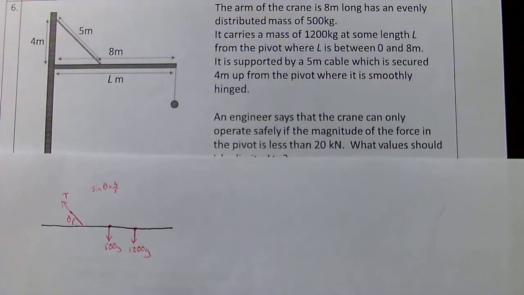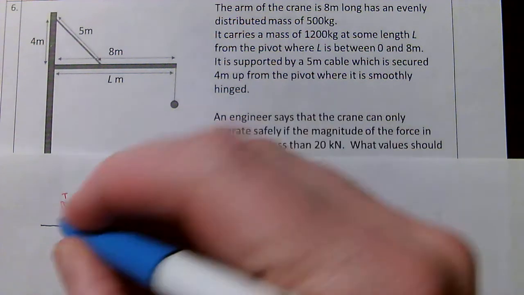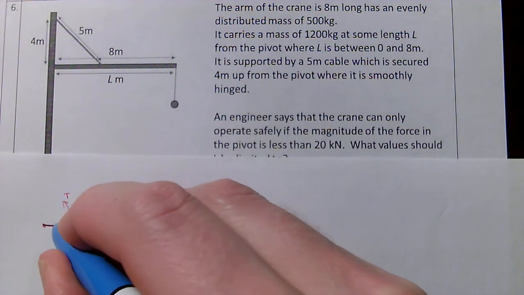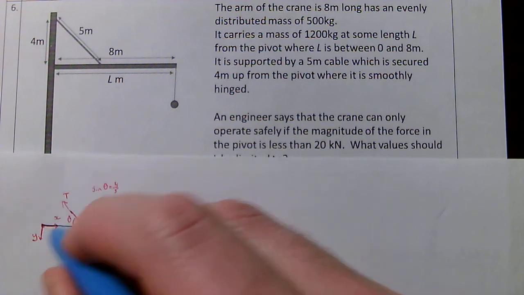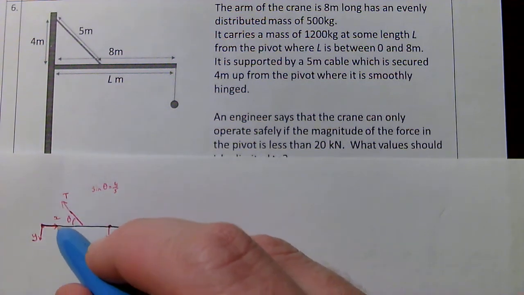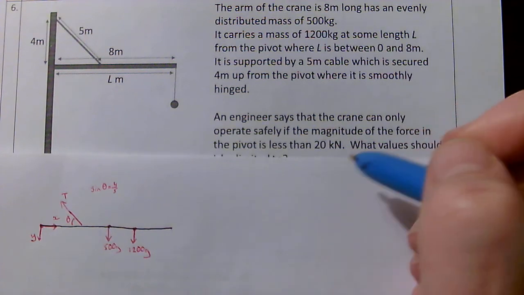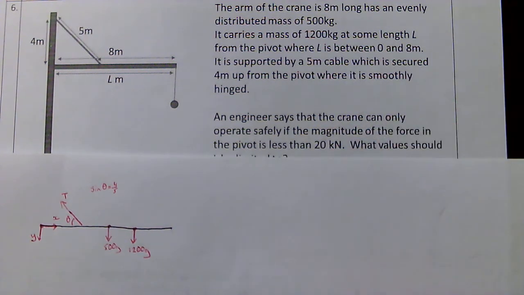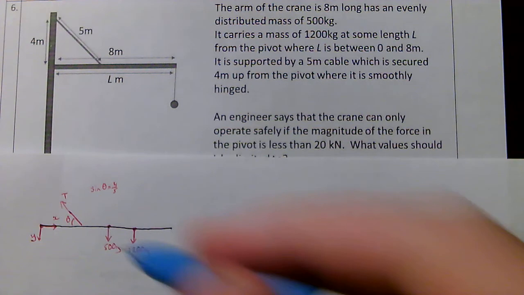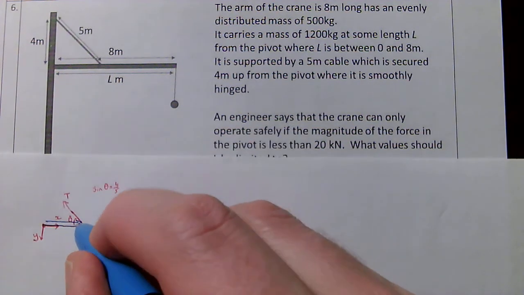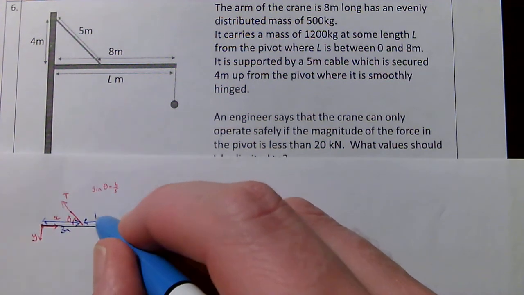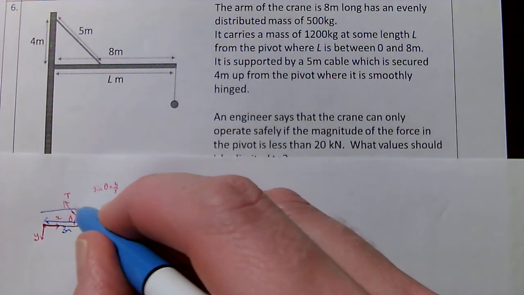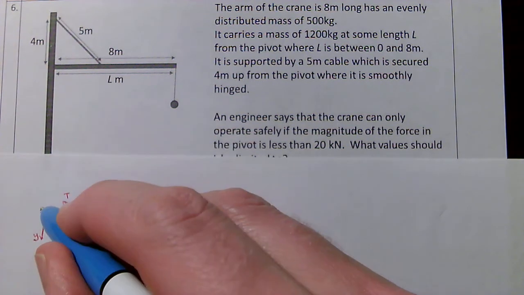Okay, so looking at my forces, I've got my force X and my force Y, and we know that the overall magnitude, so the square root of x squared plus y squared, must be less than 20 kilonewtons, and we're trying to find out what values the length can take. So let's just put our lengths in on here. I've got 3 meters down to this point here, I've got another meter, and then this distance here is some length L.